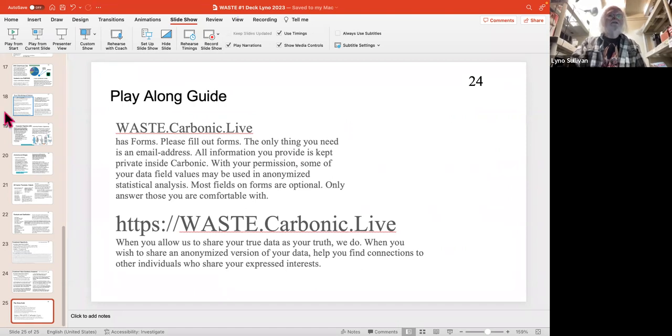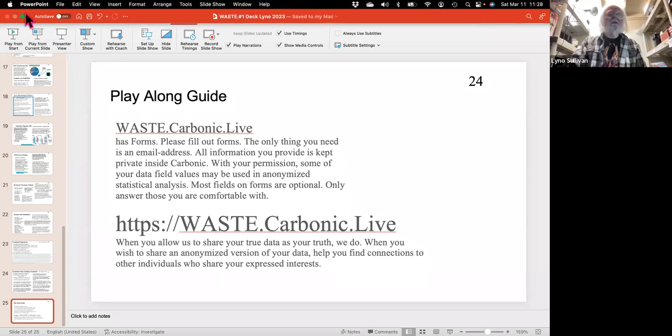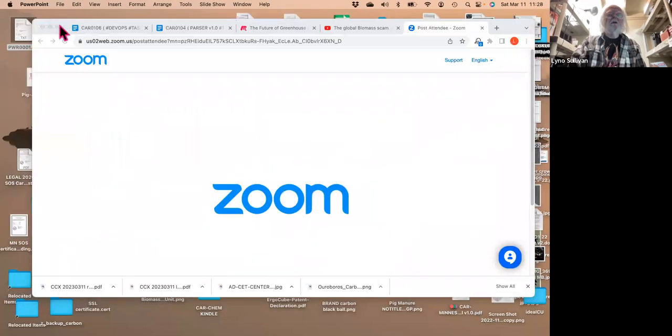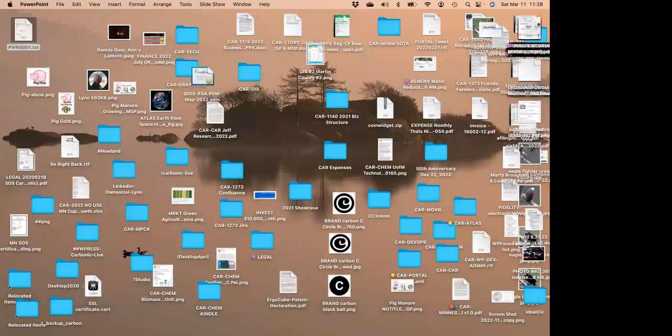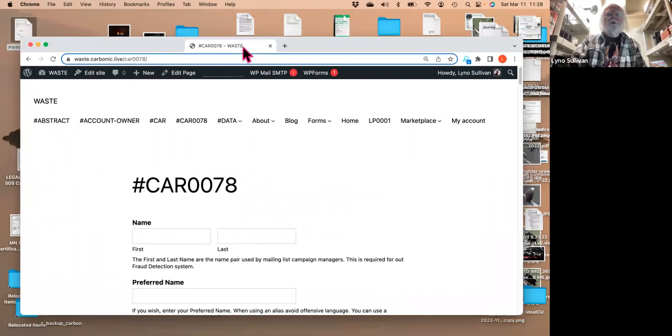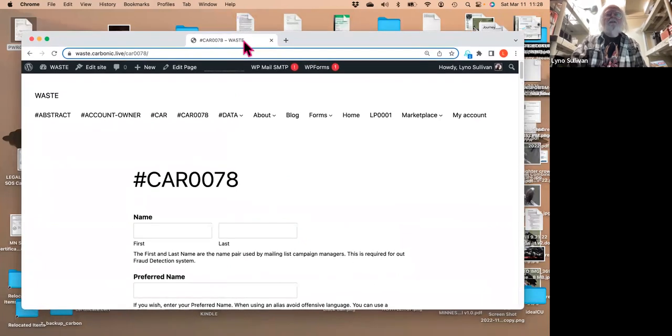And I'm going to see if I can get my form to show by reducing this screen. Reduce. And now I'm going to try to drag my form over onto this screen. There's my form. Okay.